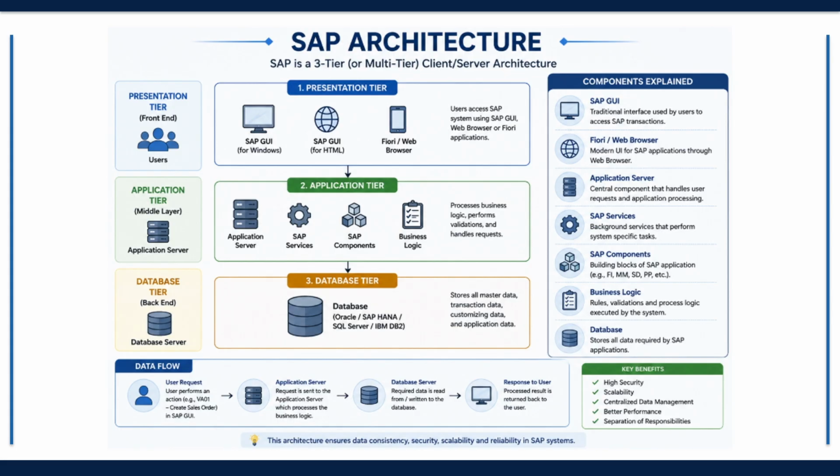On the right side, we have some components like SAP GUI, Fiori, web browser, application server, SAP services, SAP components, business logic, and all. The application server handles application processing. SAP services and components support different system functions. Business logic consists of the rules and processing required by the applications. So these are all part of the SAP architecture.